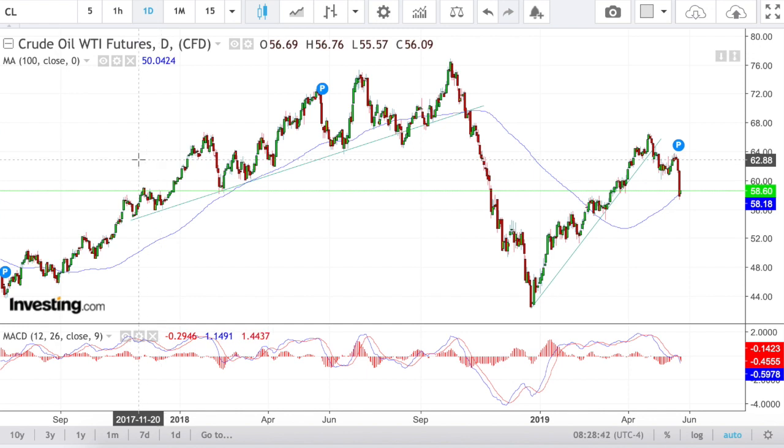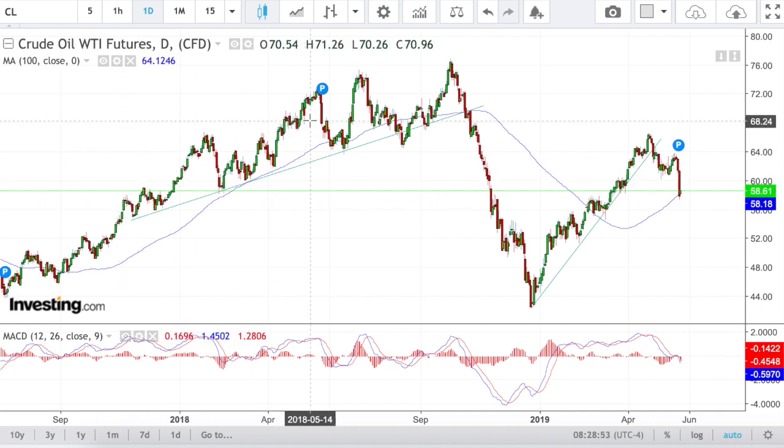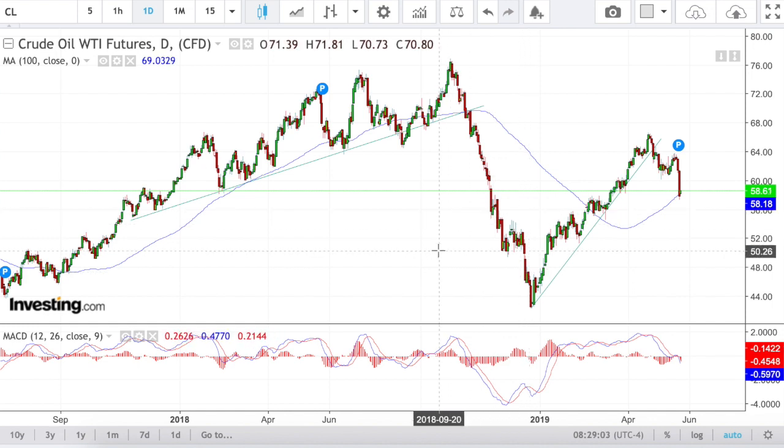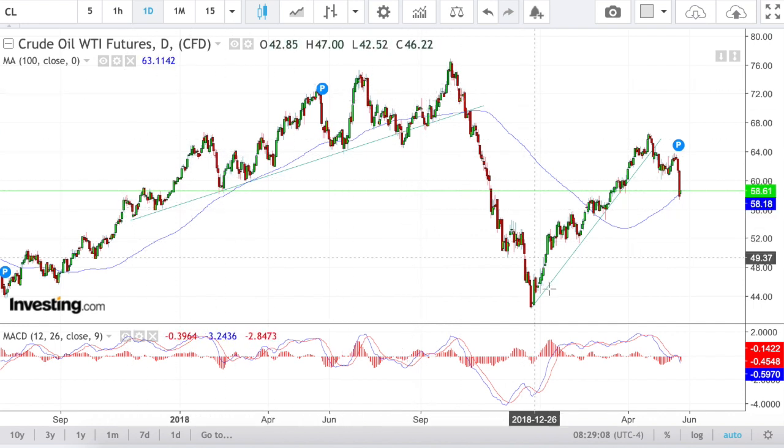You don't necessarily need to accurately, perfectly predict exactly where crude oil is going, but you need to know where it is going. Is it in an uptrend? Is it in a downtrend? And that is extremely easy to do. It's nothing very complicated. Any beginner trader can do this. Analyze whether a price is in an uptrend or a downtrend.